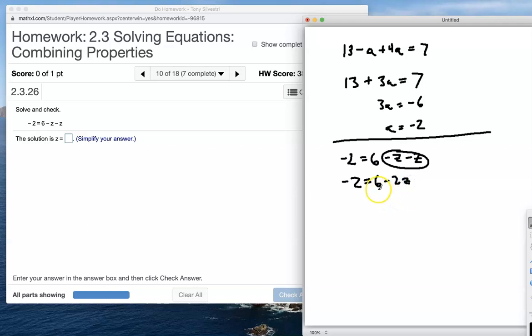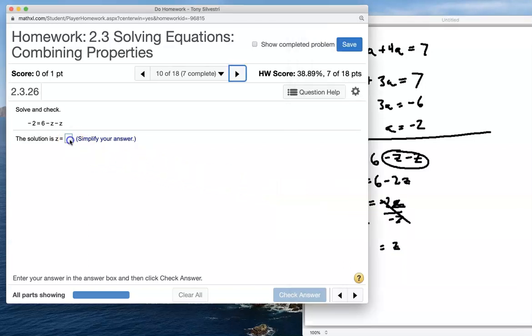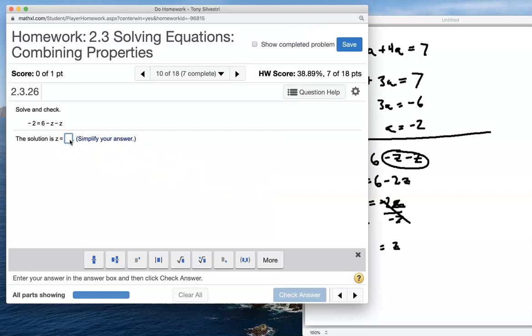Now the rest of this, I'm going to subtract 6 from both sides, because from the point of view of the z, I don't want that 6 there. So I'm going to subtract 6 from both sides. That cancels here. Negative 2 minus 6 is negative 8. And then z is being multiplied by negative 2, so I need to divide by negative 2. That negative 2 cancels. We have z equals negative 8 divided by negative 2, which is 4. Negatives cancel. 8 divided by 2 gives you the 4.